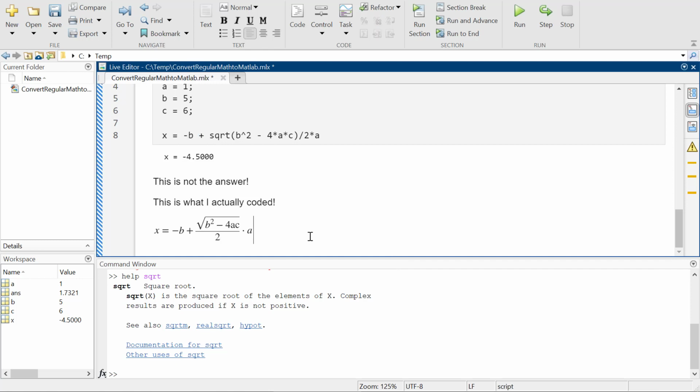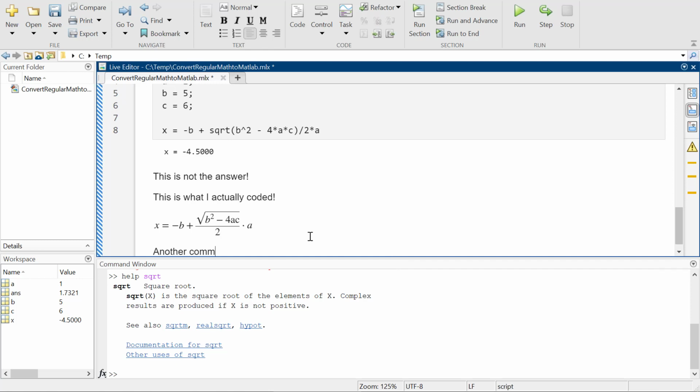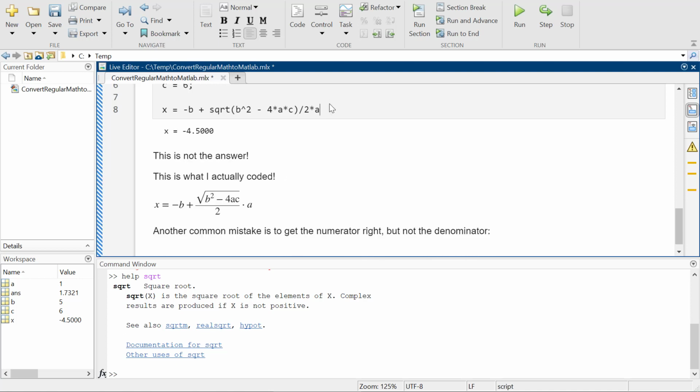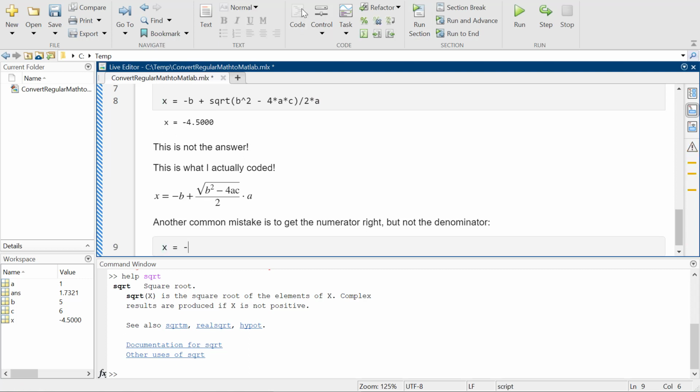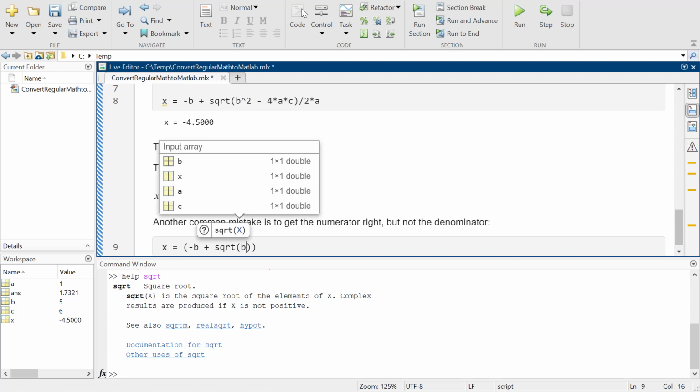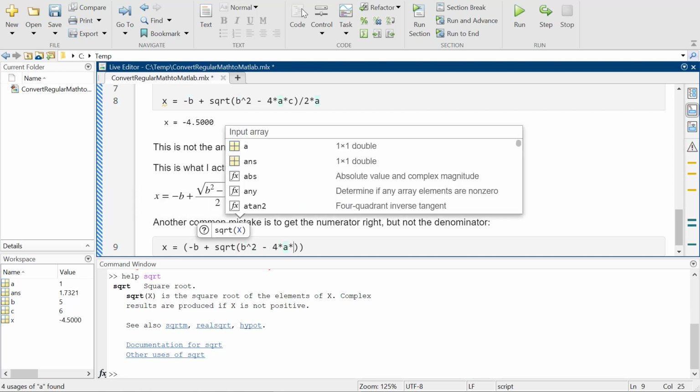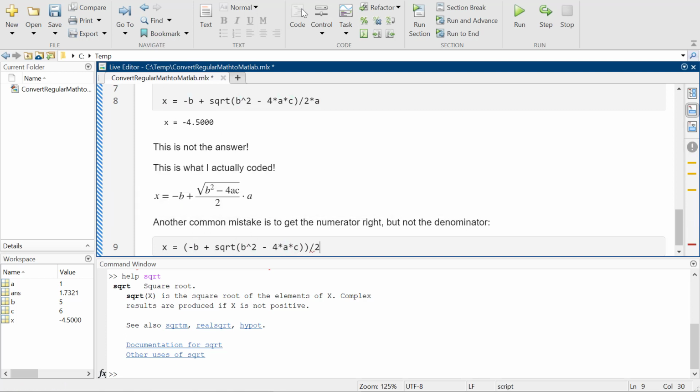Okay, so another common mistake is to get the numerator right, but not the denominator. For example, you'll see students that'll do this. They'll be like, x equals, and they'll be like, okay, I know the top has to have the square root, or the parentheses, square root, b squared minus 4ac over 2a.